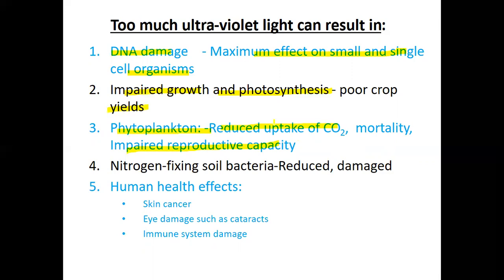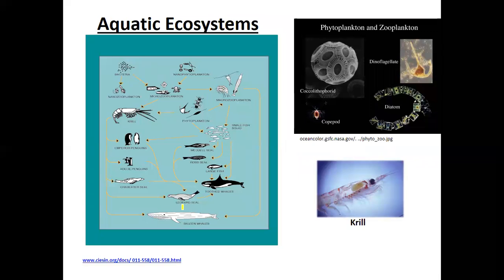Because of that, the primary producers in the food chain are destroyed, then the first consumer cannot find food. Those tiny fish cannot find the plants to eat. Because of that, the eco balance is lost. Then nitrogen-fixing soil bacteria are reduced and damaged due to the incidence of ultraviolet B rays on the earth's surface. Then human health effects can cause skin cancer, eye damage, and immune system damage.